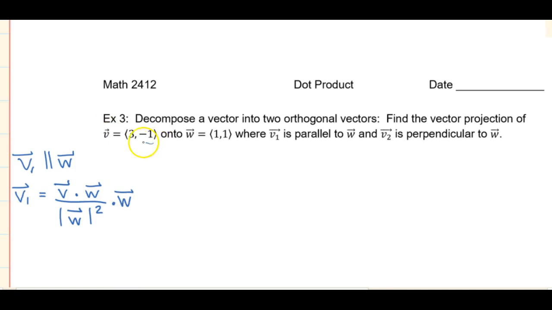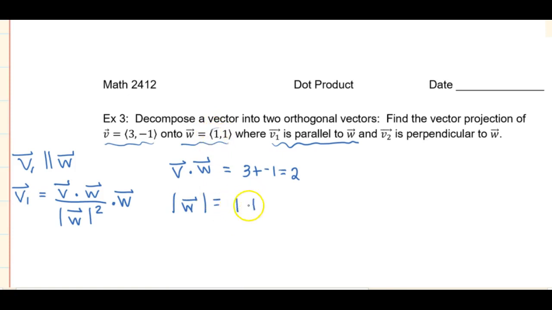So notice we have V and we have W, and our job is to find V1, which is parallel to W. So we have our formula that says first thing you need to find is V dot W. So doing the dot product, I get 3 plus a negative 1, which is equal to 2. I also need to find the magnitude of W. So let's go find the magnitude of W. I square the x component, I square the y component, and I take the square root.